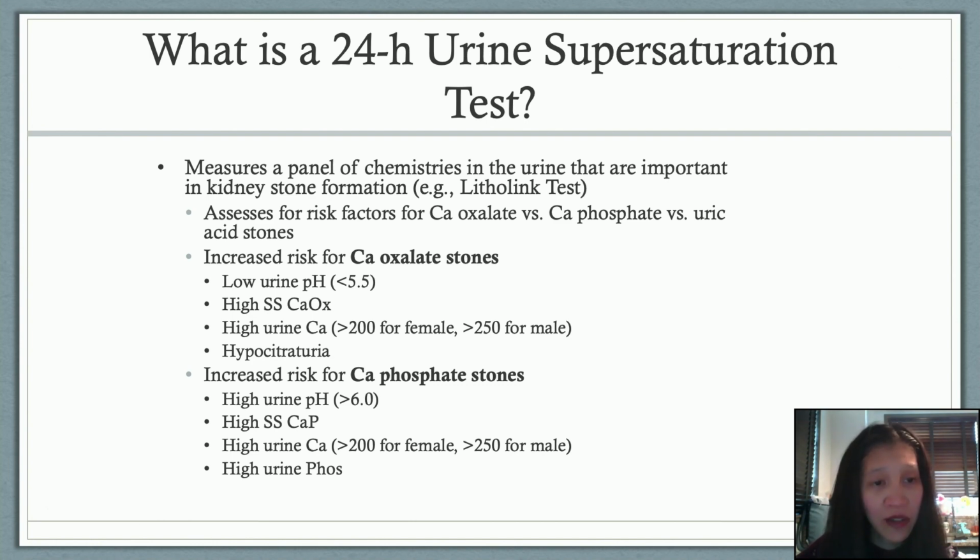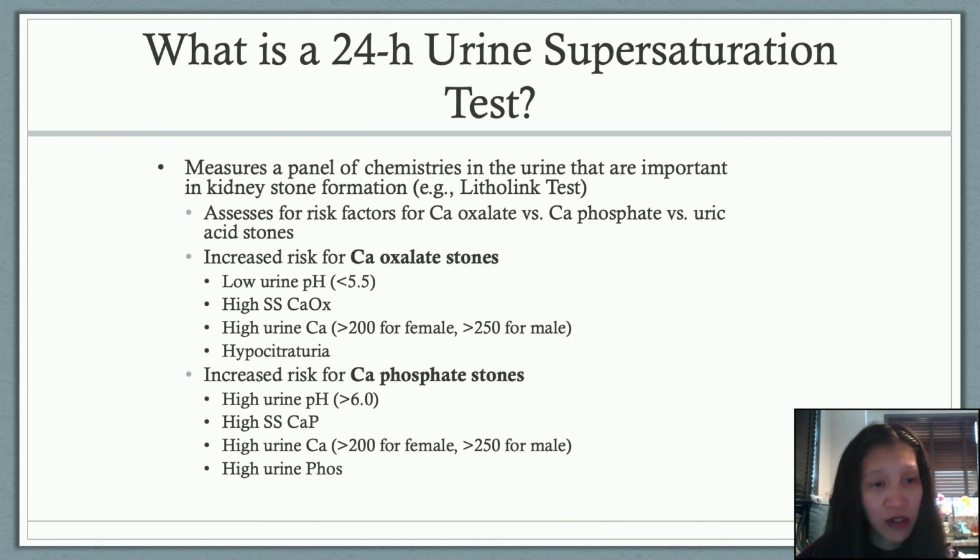And on this panel, it basically gives information on whether or not you have a high risk for calcium oxalate stones. That would be if your results show a low urine pH, less than 5.5, a high supersaturation for calcium oxalate, and a high urine calcium level. As I mentioned, on the litholink tests, greater than 200 for females or greater than 250 for males is considered high or a higher risk.